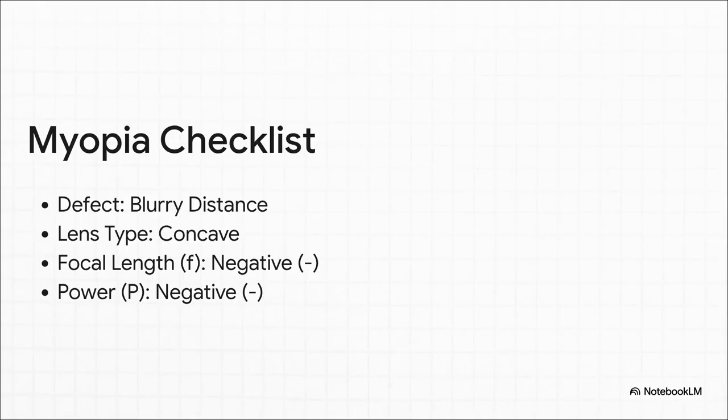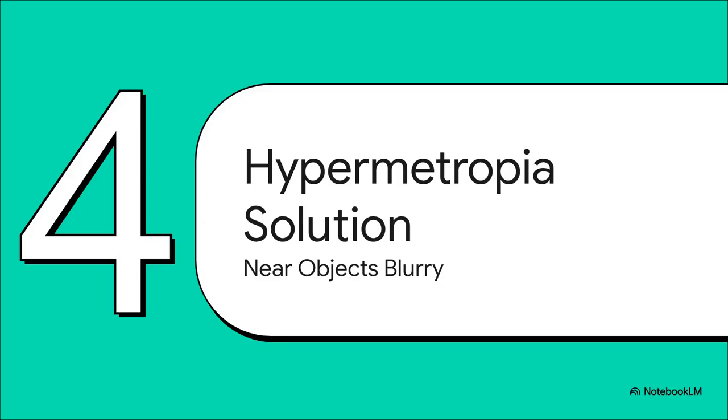So let's make a quick checklist for myopia. The defect is blurry distance vision. The lens type you need is concave. And this is super important. For a concave lens, your focal length and your power will always be negative. Remember that. All right, are you ready for our second case?